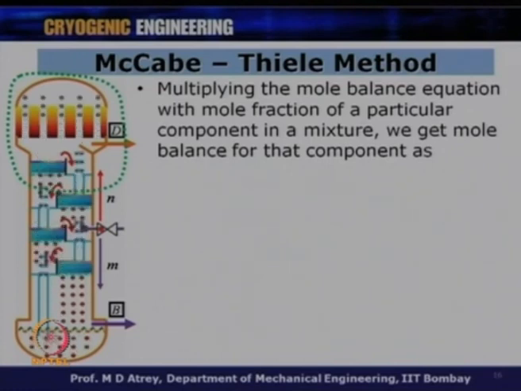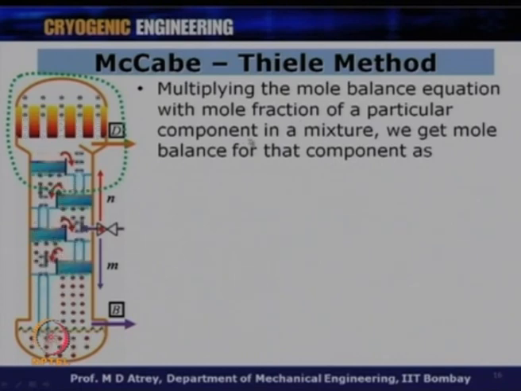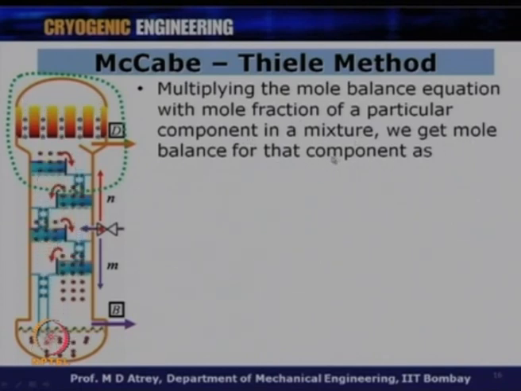Now, if I want to make a molar balance of only one component, let us say component A or, for example, nitrogen, we have to multiply by its mole fraction. So, what is the mole fraction of nitrogen in a feed mixture? Multiply the mole balance equation with the mole fraction of a particular component in the mixture, and we get the mole balance for that component. Now, we are talking about component balance, component mole balance.